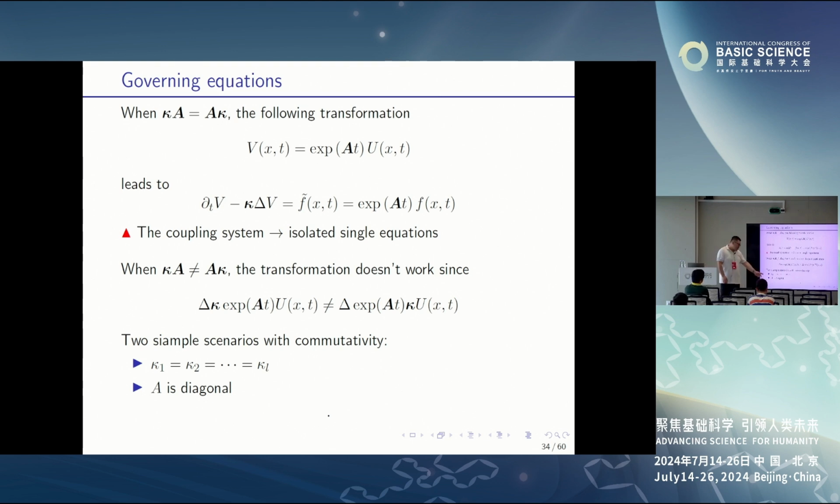And the second case is A is diagonal. That means any pollutant never talks to other pollutants. The reaction only happens with itself. That's a very simple one. So with those two simple scenarios, we can have this condition satisfied. Otherwise, we do not have it.